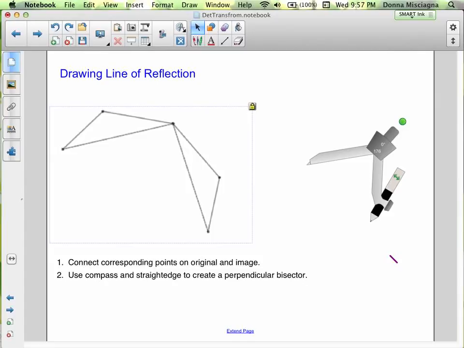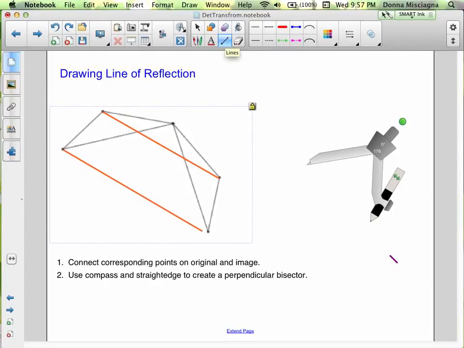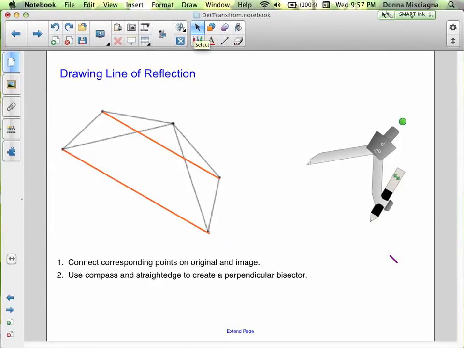And what are we going to bisect? Why, it's going to be the segments connecting the corresponding points. So our first step is to connect the corresponding points on the original and the image. This one I didn't particularly mark as to which is the original and which is the image, but it doesn't matter. I'm going to connect that pair of corresponding points. One pair is already connected, because obviously my original figure must have been on the line of reflection. Otherwise they wouldn't be the exact same point. All right, so there we've created our segments.